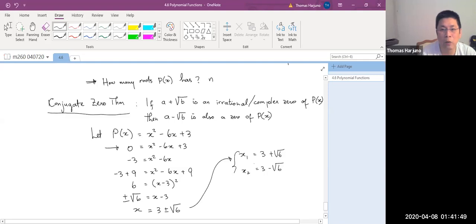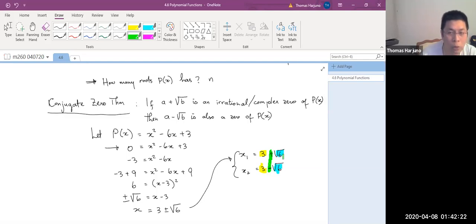In other words, if 3 plus radical 6 is known to be a zero, then the conjugate, which basically has the same number here but opposite sign here. You see that? We call that the conjugate. Of course, the radical 6 part has to be irrational. Once you know one irrational zero, then you know the conjugate is also a zero.